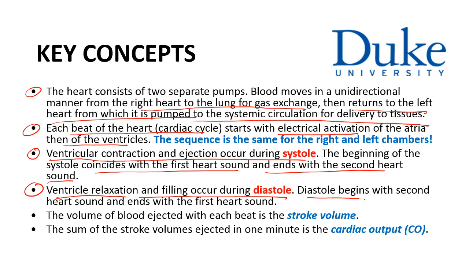And diastole begins with that second heart sound and ends with the first heart sound. So diastole is when the muscle is relaxing, pressure is falling, and we have passive filling with blood. Next, the volume of blood that's ejected with each beat is called the stroke volume, and the sum of the stroke volumes ejected in 1 minute is our cardiac output.